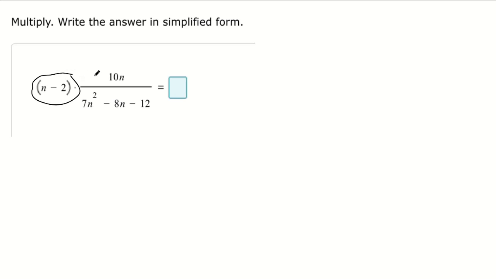We're asked to multiply this thing to this thing. So what you need to do is to factor the denominator, because then I'm almost certain there's going to be an n minus 2 that will make stuff cancel out. So we need to factor 7n squared minus 8n minus 12. Go ahead and let out a groan because we got to factor this trinomial with the longer method because there's a number in front of the squared variable.